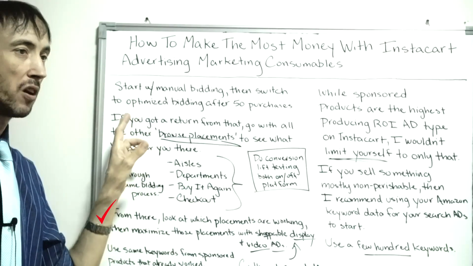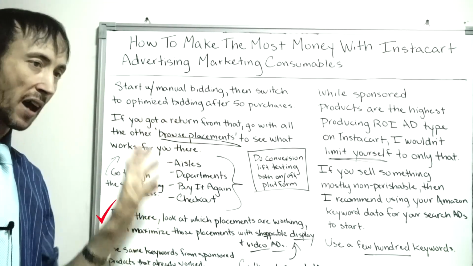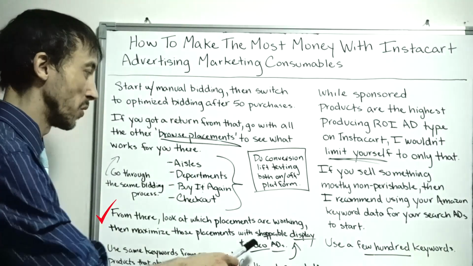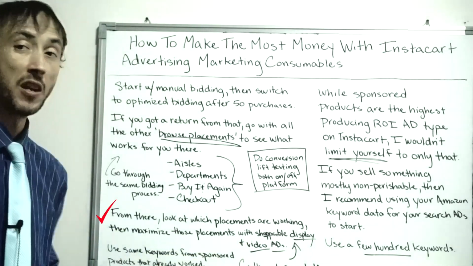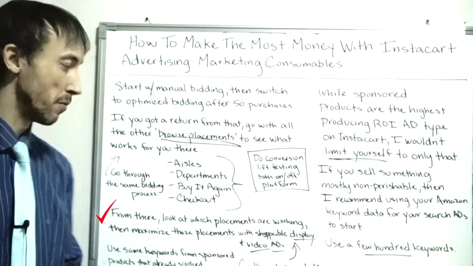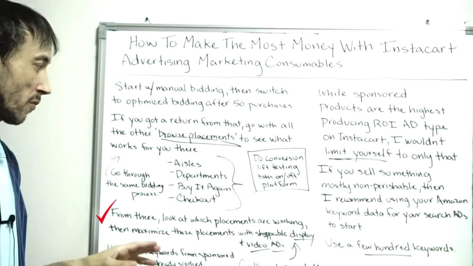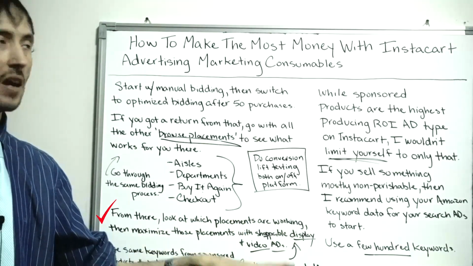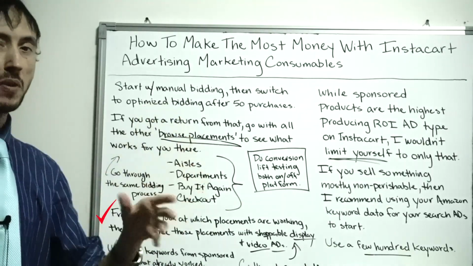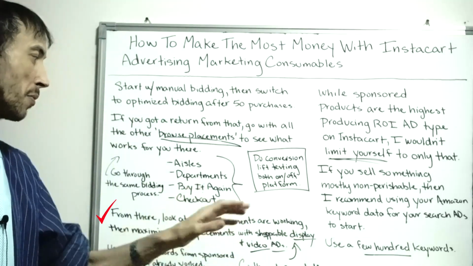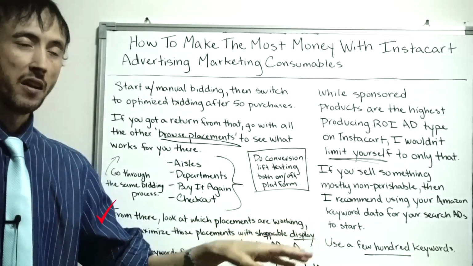So once you find out what keywords work, you maximize those keywords by not just running the regular sponsored product ads, but the shoppable display and the shoppable video ads along with it. You don't have to do one or the other, run them both at the same time. And of course, you're going to go through the same bidding process again. You do your manual bidding, then switch to optimized bidding after 50 sales or so through those shoppable display and shoppable video ads that you run.